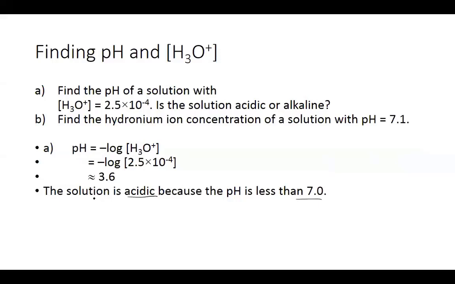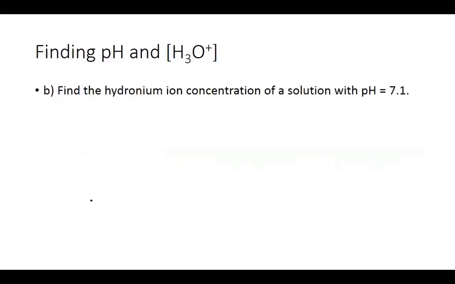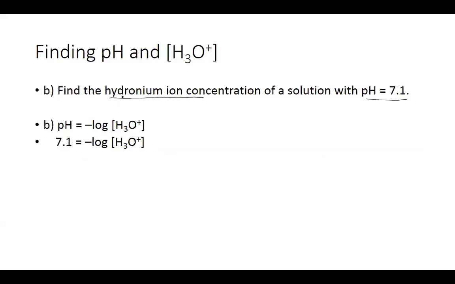We found it's 3.6. So we also want to find the hydronium ion concentration of a solution with the pH being 7.1. So in this case, they're giving you the pH is 7.1. Working this backward a little bit, you want to find the H3O plus, hydronium ion. So how do we do that? First thing is we eliminate this coefficient minus 1 by multiplying both sides by minus 1.